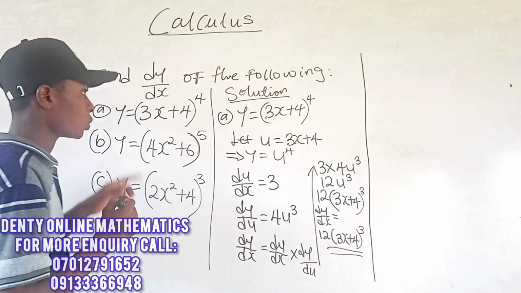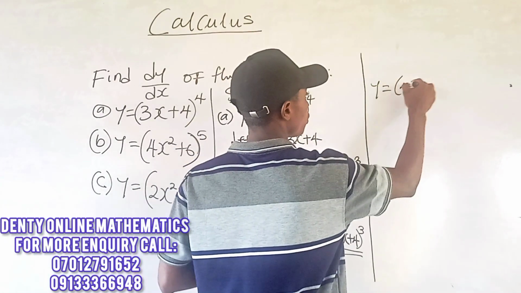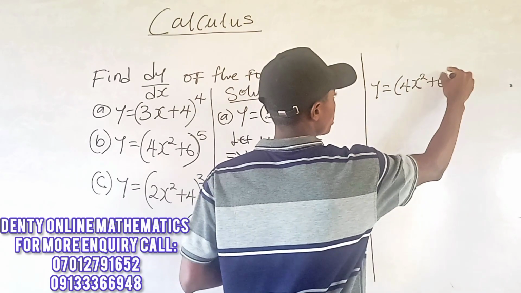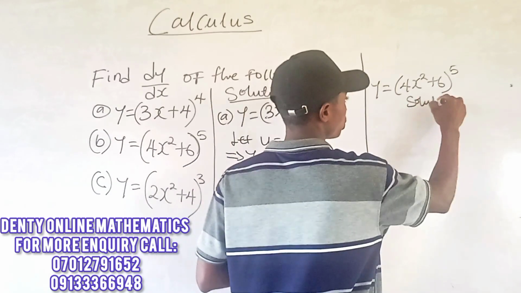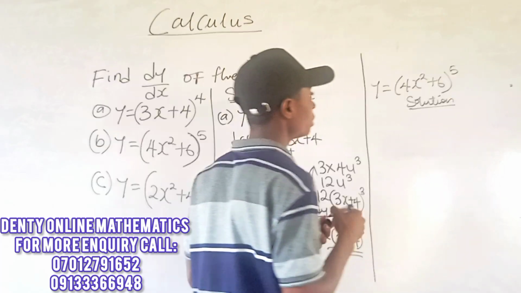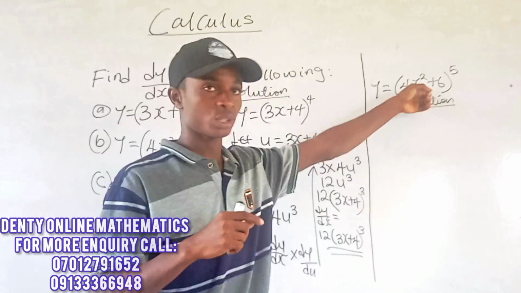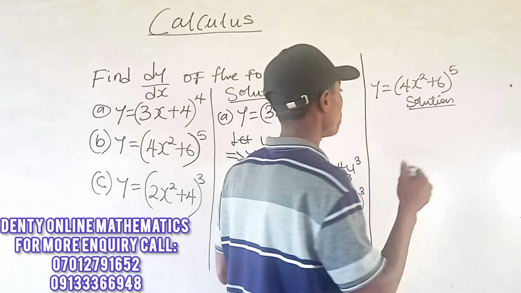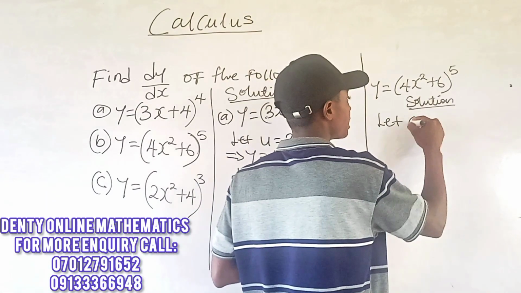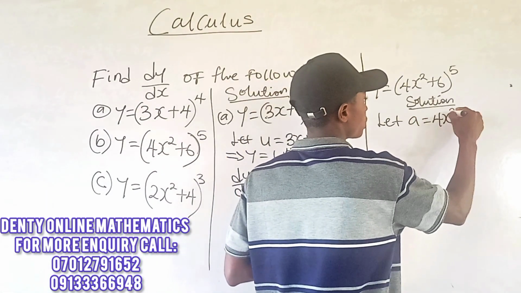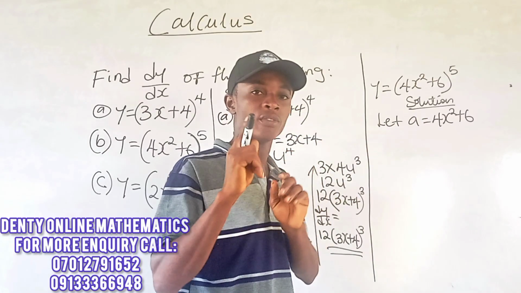Now we have another one here. We have that y is equal to (4x² + 6) all raised to power 5. Using the same approach, you can assign a variable to the inner function in the bracket. Here we used u, so let's use another letter. We can say let a equal 4x² + 6, which means that everything in this bracket has been replaced by the variable a.